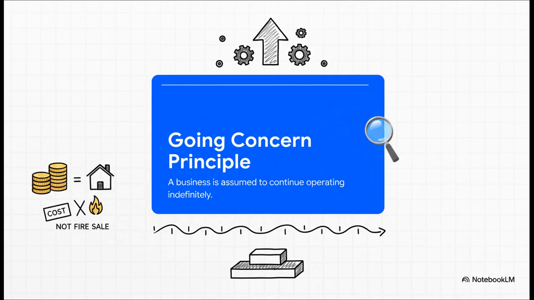The going concern principle. You can think of this as a default optimistic assumption. We always assume a business is going to keep on operating for the foreseeable future. And this really matters for valuation. Because we assume it's not about to shut down, we value its assets at what we paid for them. Their cost, not at some fire sale price if we had to liquidate everything tomorrow.